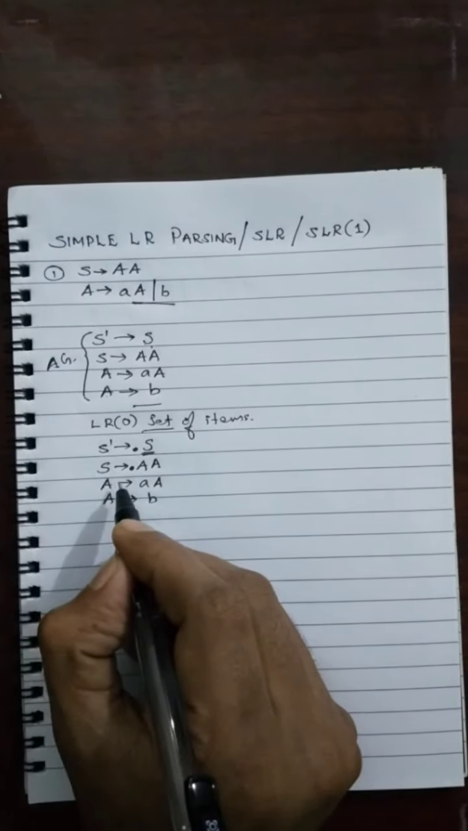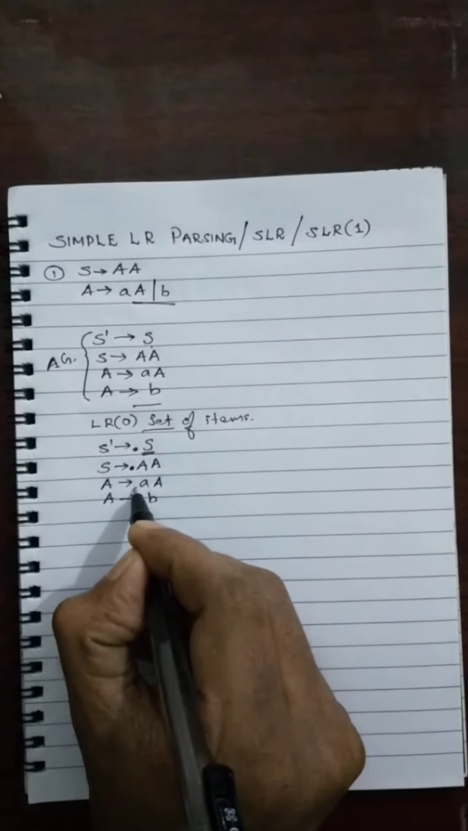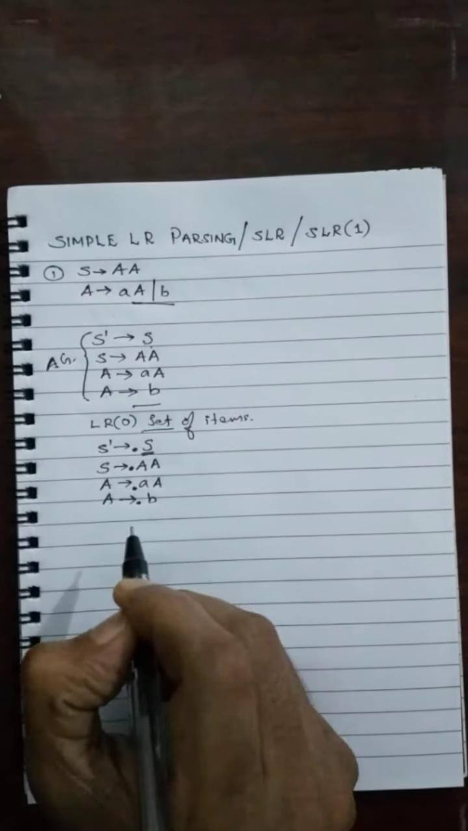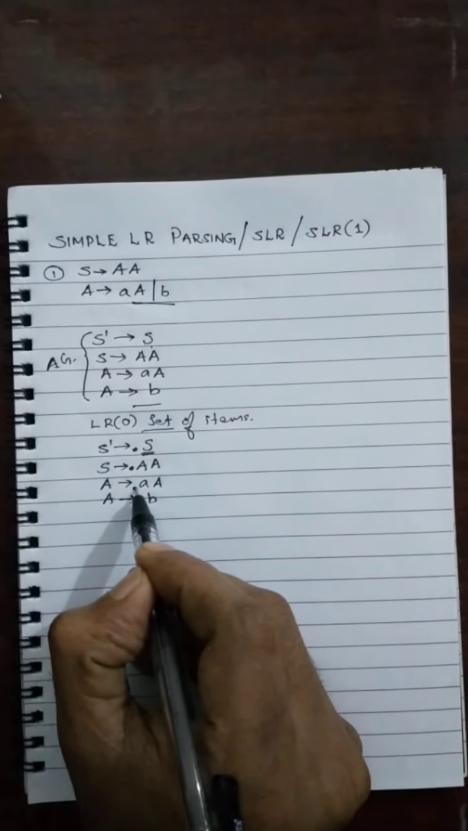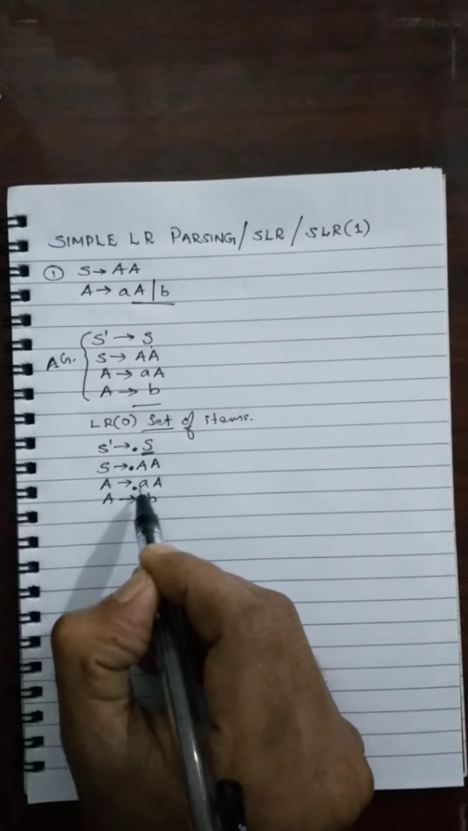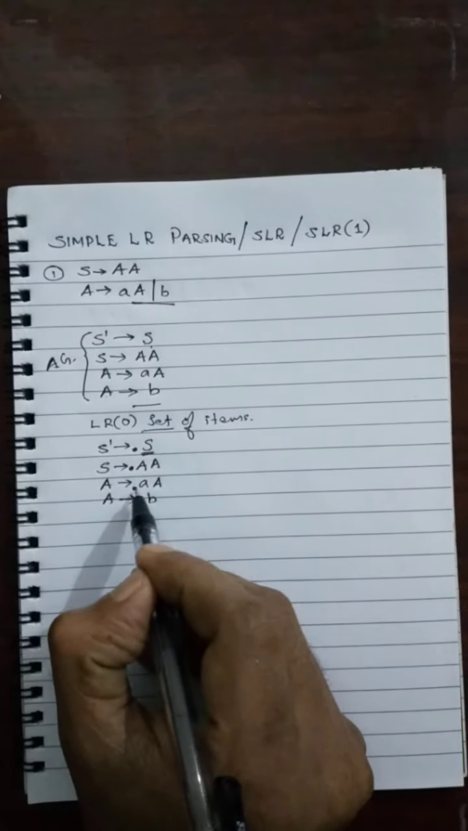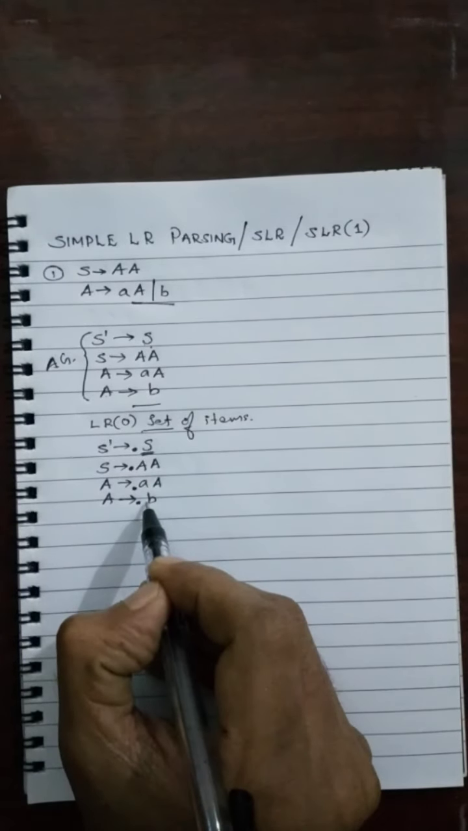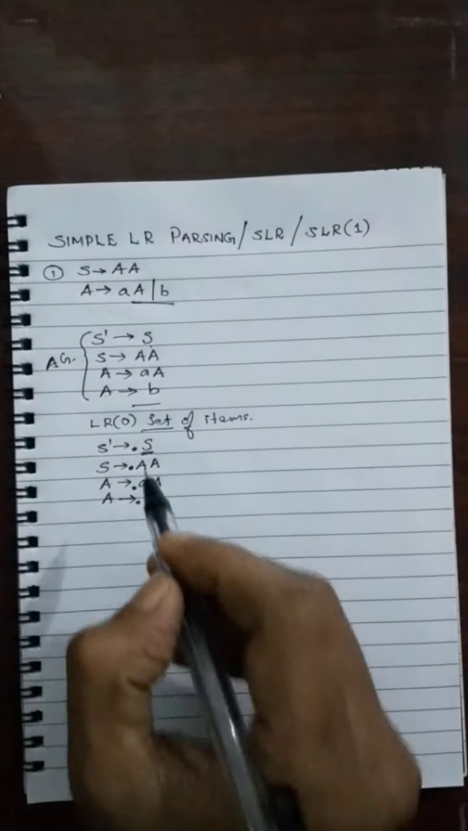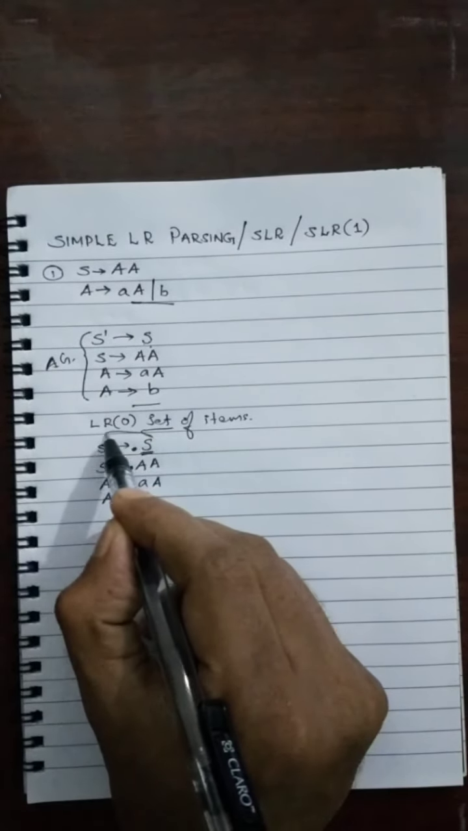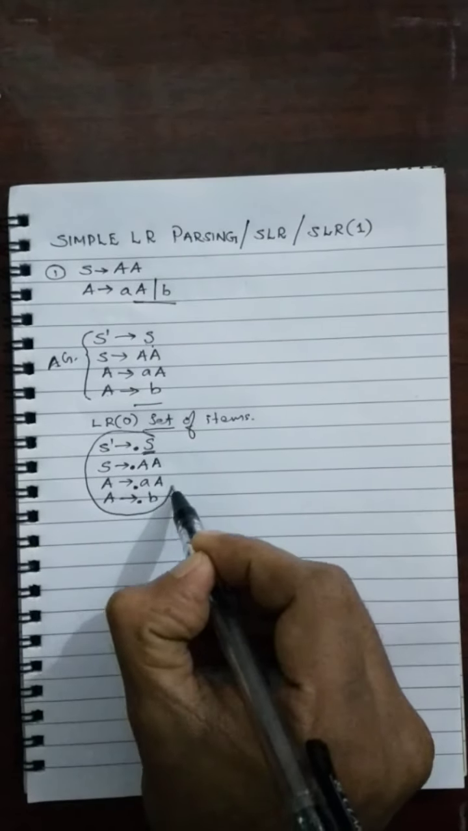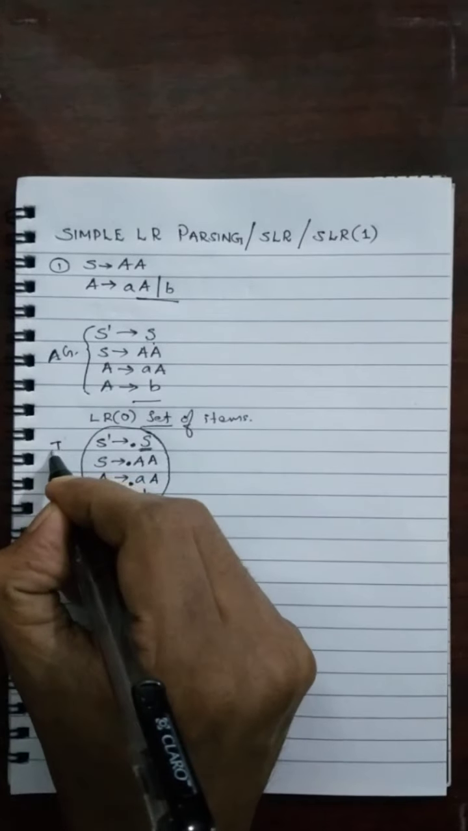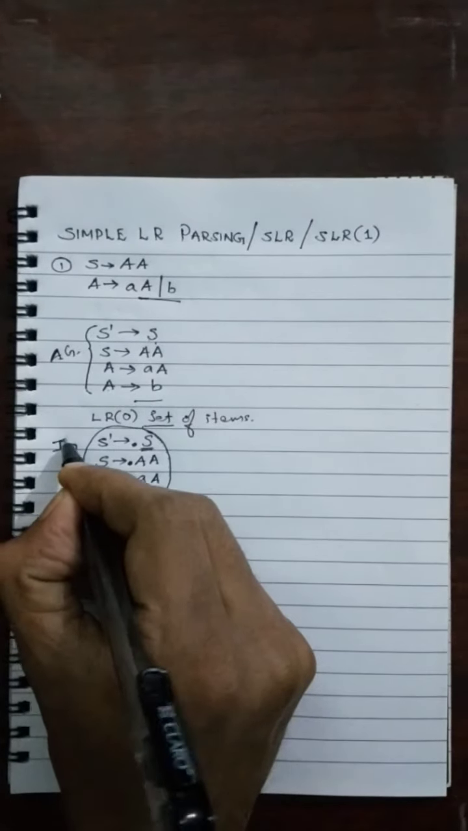Now are these items? No. I have to introduce a dot sign. Where do you introduce it? At the start of the right hand side of the production. Now again see what the symbol after the dot is. After the dot you have a, and after the dot you have b. So these are terminals, and I need not add any further productions to this set. So this is the first LR(0) set of items. We call this I0.